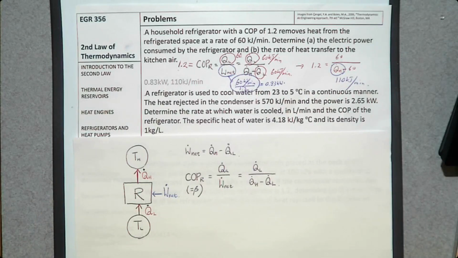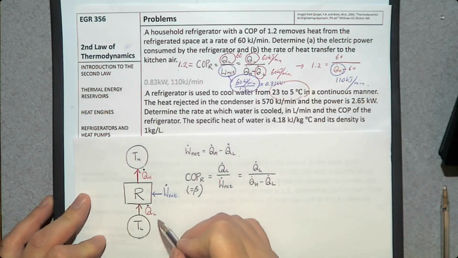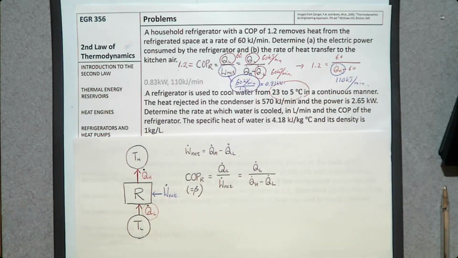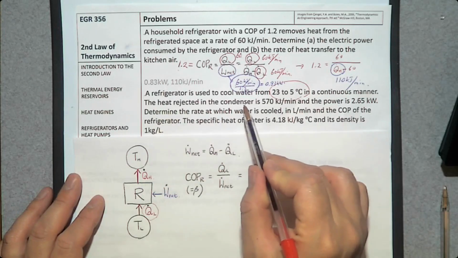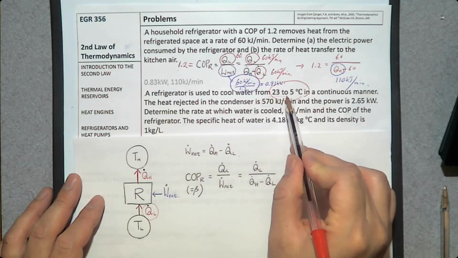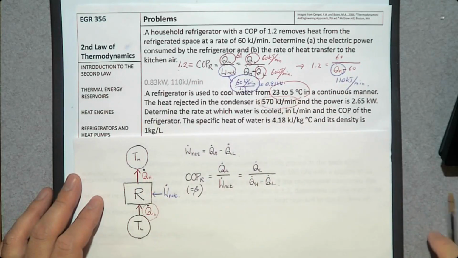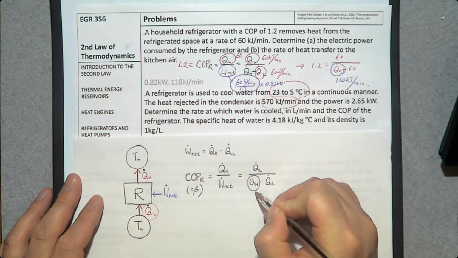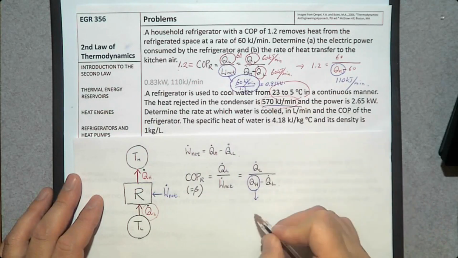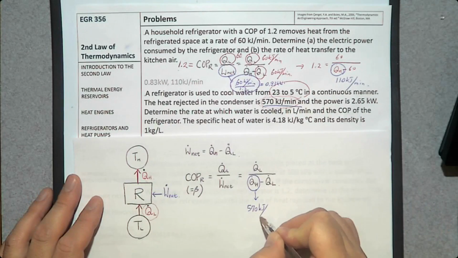We are going to cool water from 23 degrees Celsius to 5 degrees Celsius. So this is related to Q dot L. The rejected heat in the condenser is 570 kilojoule per minute. So this is Q dot H. So Q dot H is this one, 570 kilojoule per minute.